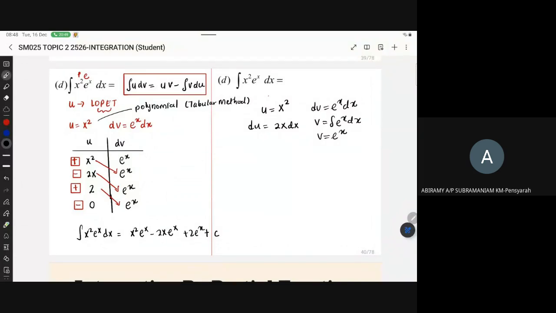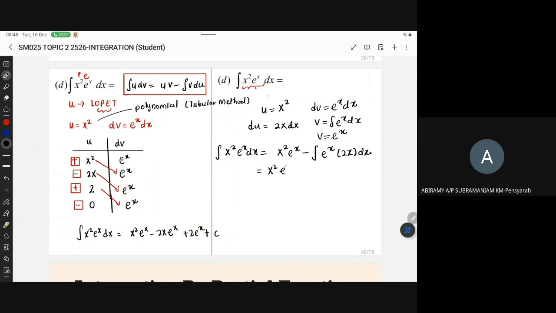So by parts: integral of x squared e^x dx equals uv, x squared times e^x, minus integral of v du. v is e^x, du is 2x dx. Notice that we managed to reduce x squared e^x, but here we still have multiplication, so we are going to continue with by parts for the second time.